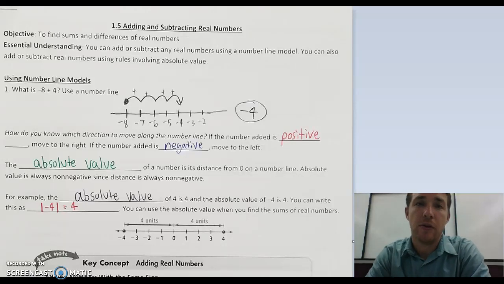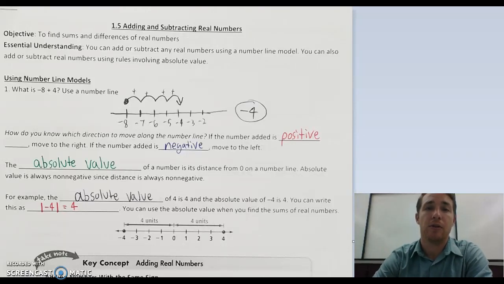Sections 1.5 and 1.6 involve doing a few different operations with our real numbers, and in 1.5 we're going to start by adding and subtracting. Our objective if we're adding and subtracting is to find sums and differences of those real numbers. We can add and subtract any real numbers using our number line model, or we can also add and subtract real numbers using rules involving absolute value.